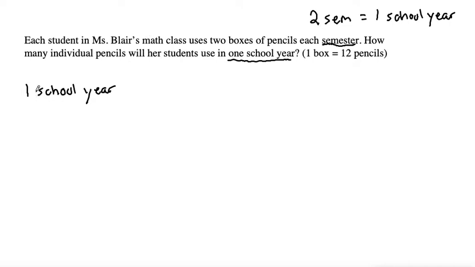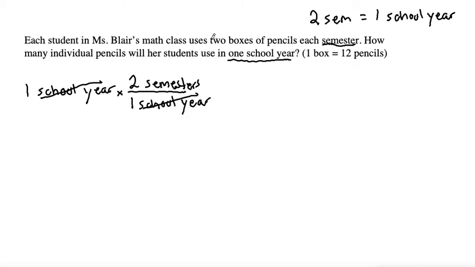Okay, so if we're looking for the number of pencils that any one student in her class will use in 1 school year, let's start with the 1 school year, and we need to use a conversion factor that has school year in it. We just wrote that there are 2 semesters in 1 school year, so we put the 1 school year in the denominator and the 2 semesters on the top. So we have canceled out our unit of school years, and we're currently in semesters.